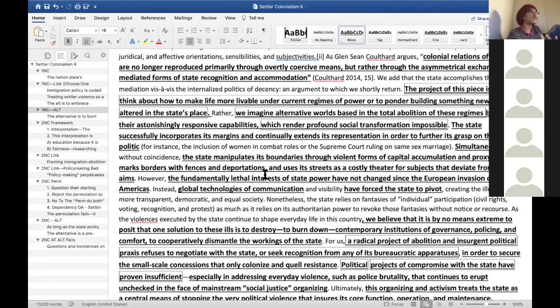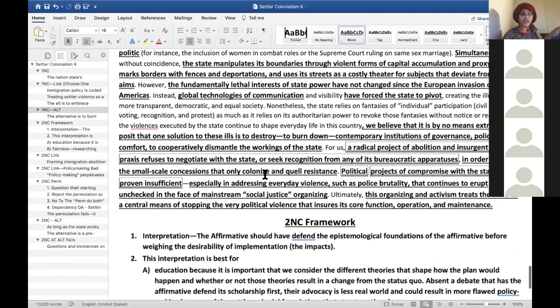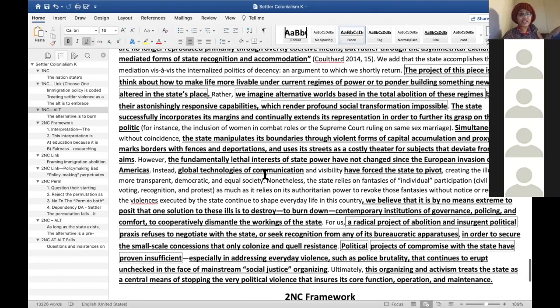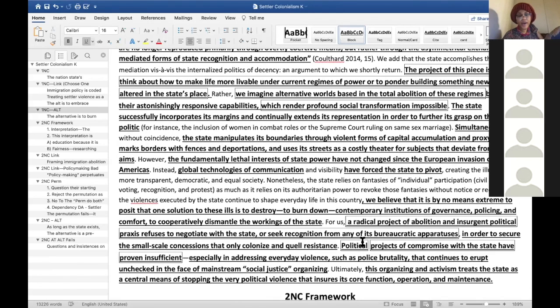If it's about the fiat implications of the alternative, then you would really need to think about the logistics. Where are people going to live? What is the process going to be for giving people their land back? What does it mean to burn down the state? What does that look like? And this card is pretty explicit, and it has some suggestions about what that looks like.